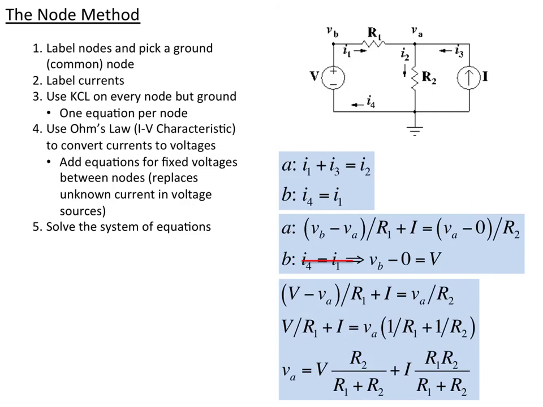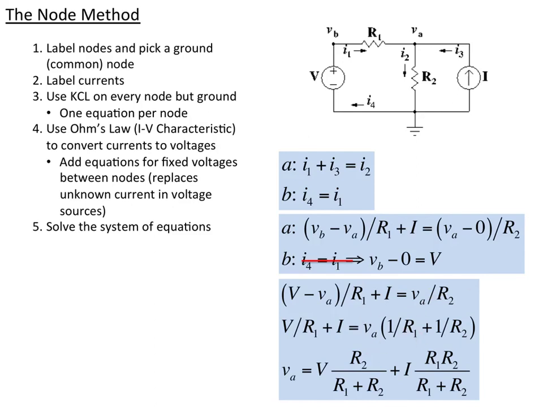Finally, I have two equations and two unknowns, and I can solve for them. First I plug in VB equals capital V. So I have V minus VA over R1, and then I don't need the 0 there, so I have VA over R2. That's one equation, and I've gotten rid of VB, so there's one unknown, VA, and I just have to solve for it. I bring VA over R1 over to this side.